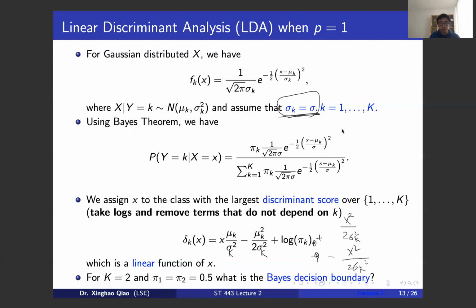And then we want to compare the values of different delta k. But in this setting, the quadratic form also appears. That will make the decision boundary quadratic. But if you assume that this sigma k is the same across different k, this term will not be considered, and the decision boundary will just be linear. So that's the reason why we call this approach linear discriminant analysis, if we have the assumption that the variance term is the same across different classes. If we do not have this assumption, then we include an additional quadratic term, which corresponds to quadratic discriminant analysis, to be discussed later.